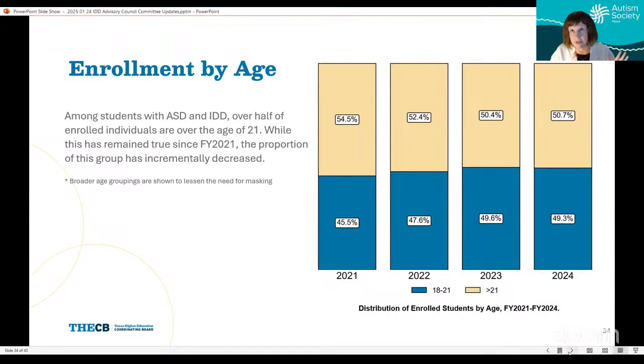Someone my son knows just went to ACC for 3 years and finished his associates and transferred to a 4-year university. So they're doing the work, but they're doing it over a longer period of time because they're taking a decreased course load. So that might also be increasing the age.